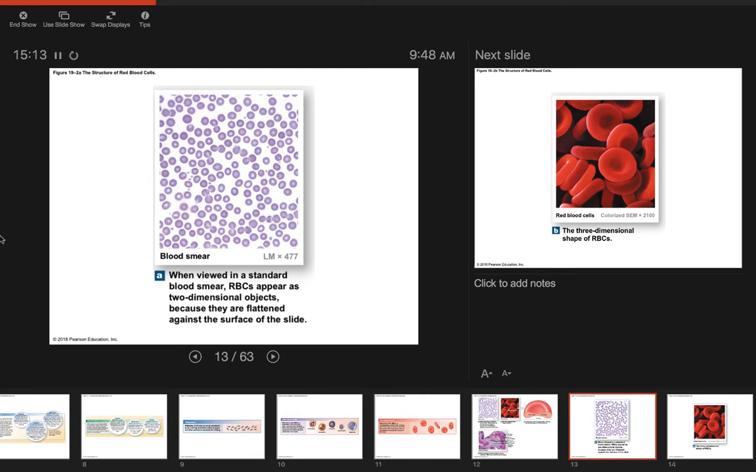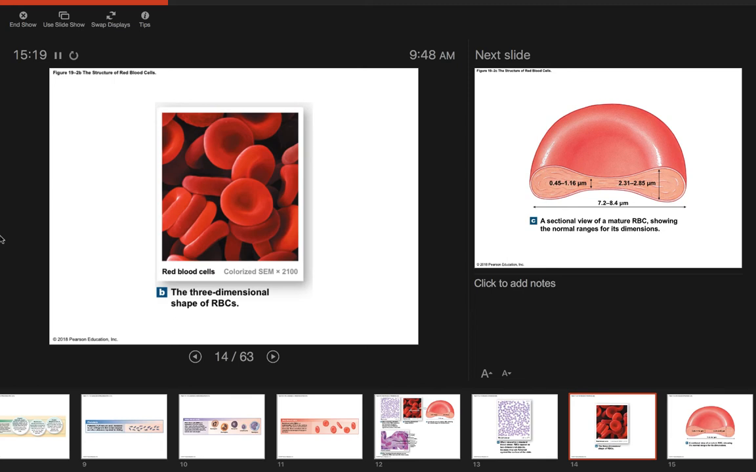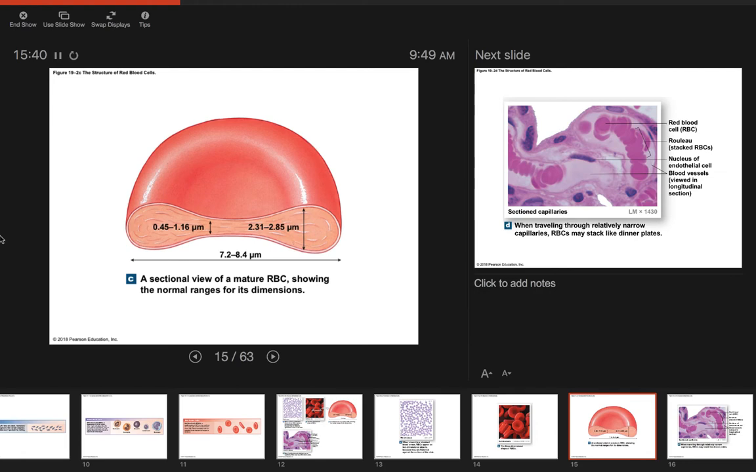If we take a more three-dimensional look at it, we can see what I mean. It's thicker on the outside, and then it's really thin on the inside. Okay, so it's not a donut. It doesn't have that empty space inside of it. So that's the three-dimensional shape of it. If I show you a diagram, this is actually what the red blood cell looks like. It's bigger on the outside, then thin on the inside. It's like a big inner tube, but the inside is filled in, right?